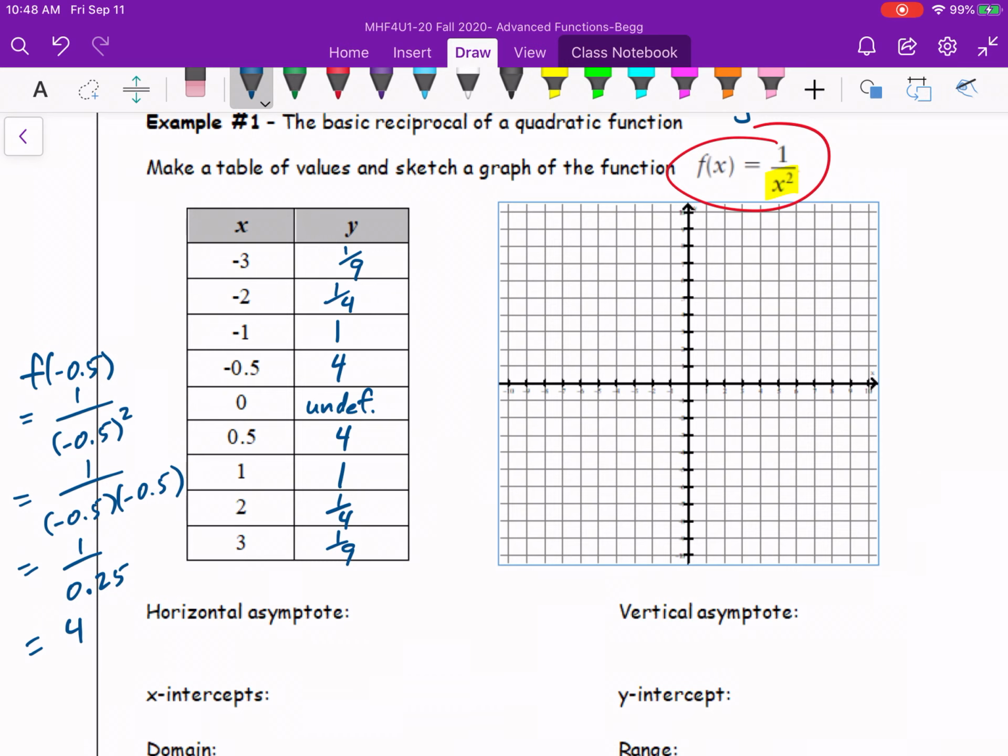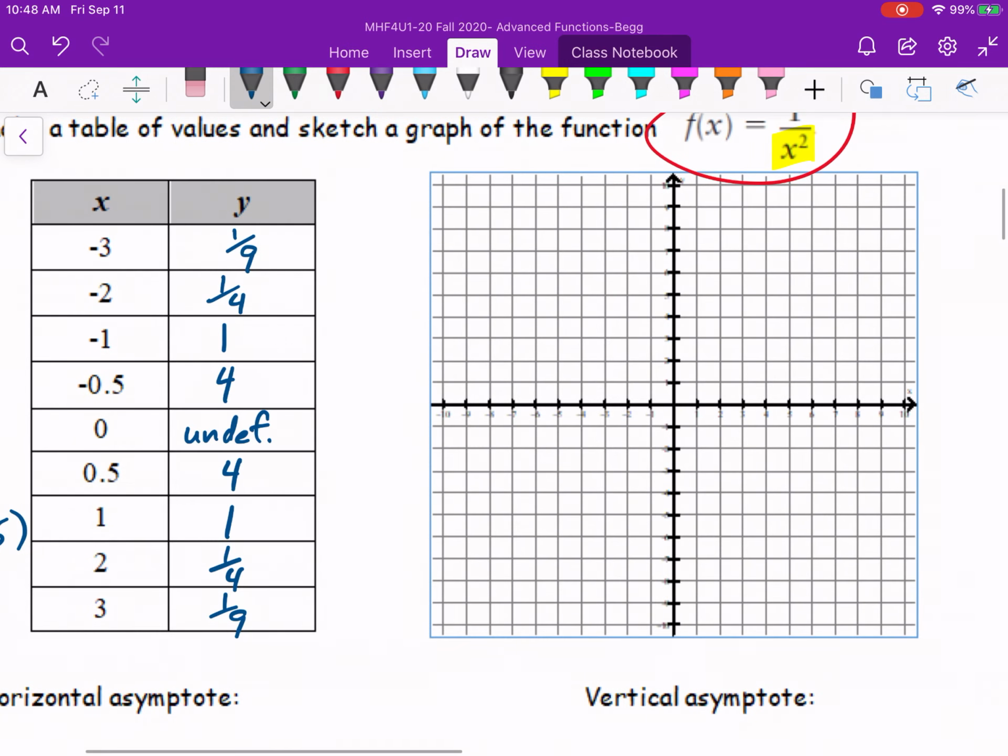You can confirm that if you want to pause the video and convince yourself that those are the correct outputs. So if we plot these points, here's what we get. Let's do it in red. -3, 1/9, very close to the x-axis. -2, 1/4, slightly higher. -1, 1. And -0.5, 4. Then we have an asymptote. I'll sketch that in green. Hard to see it. It's there, though. If you look closely, squint a little. And then I have 0.5, 4 and 1, 1 and 2, 1/4. And so it's like a mirror image in the y-axis.